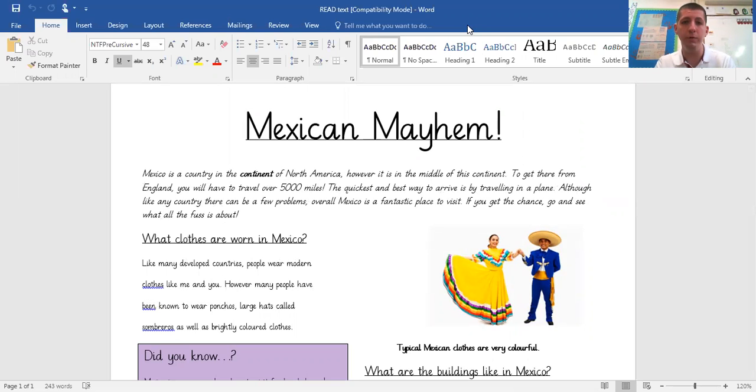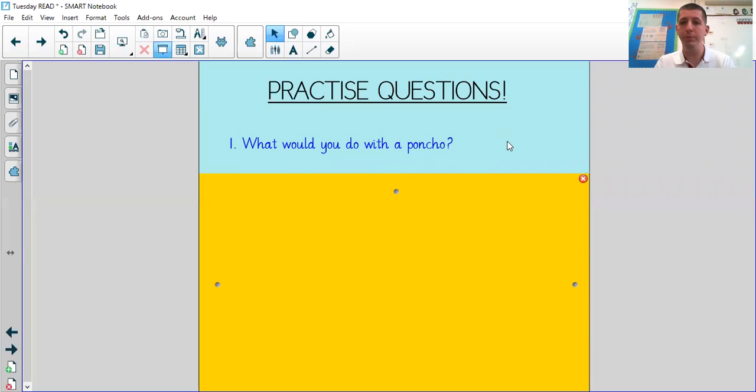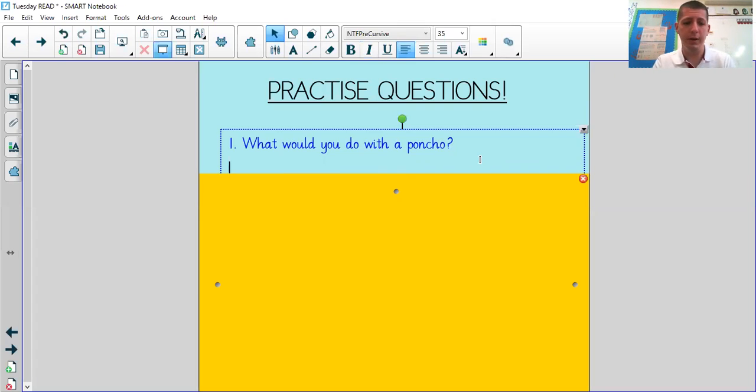So the question said, what would you do with a poncho? So I think if I was answering that question, I would say, wear it. That's enough detail, isn't it? Because this is a read lesson, it's not a writing lesson. So I don't need to include a full sentence. I don't need to say a poncho would need to be worn or anything like that. I just need to say what you would do with a poncho. And the answer is wear it.